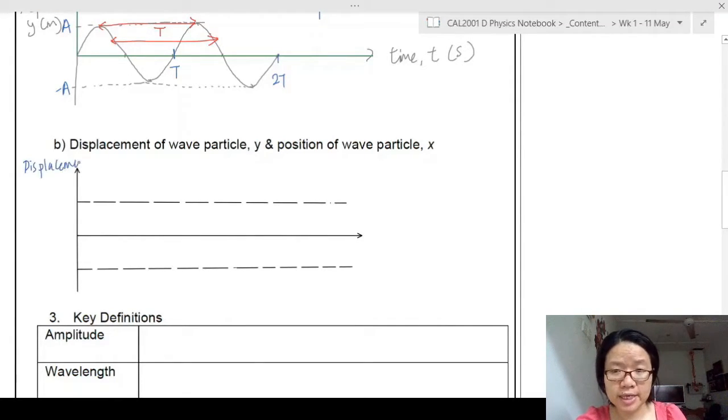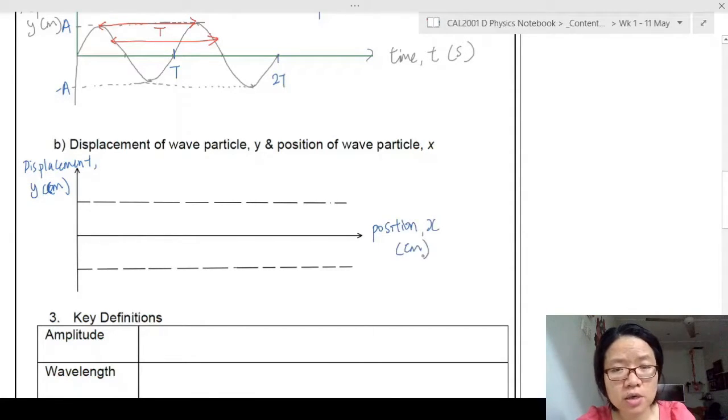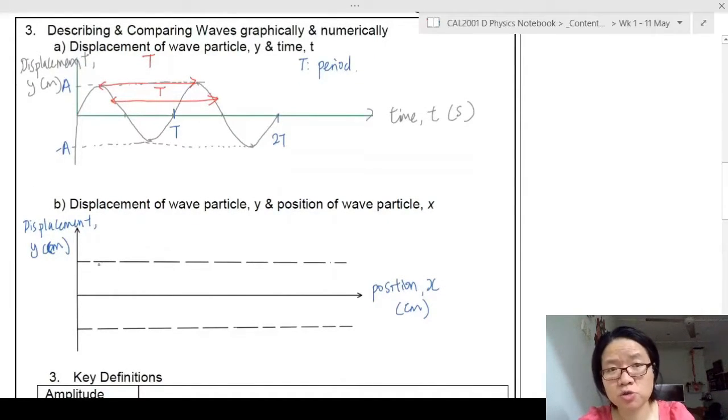The first case, we are taking a video of one wave particle. Later, I'll write it down for you in the notes. All right, so we actually have the same shape. Again, we are assuming that there's no decrease in energy. Okay, just now in the GIF that I showed you, there's a decrease in energy.